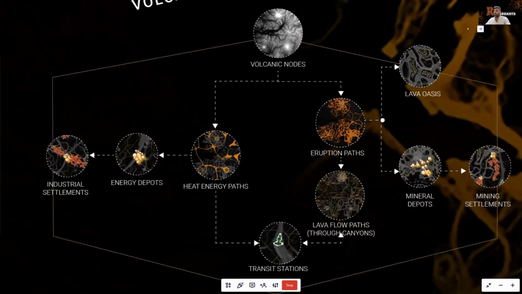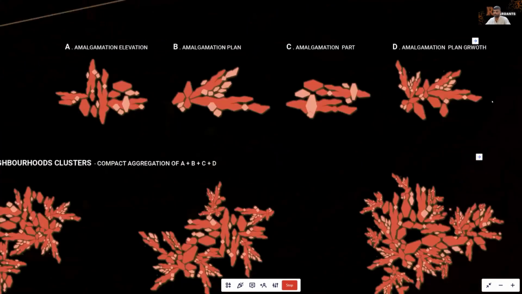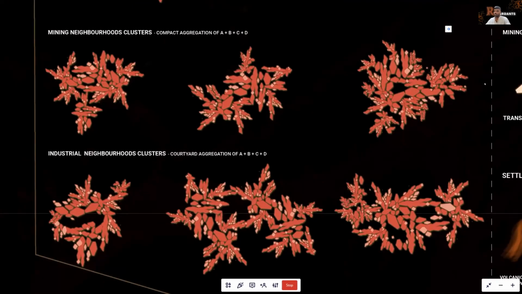The settlements are represented by these geometric reminiscences of the amalgamation, where amalgamation is translated into living clusters and variation of public spaces. These clusters aggregate over time to create dynamic functional neighborhoods using the rules and system development that were used in the initial amalgamations.